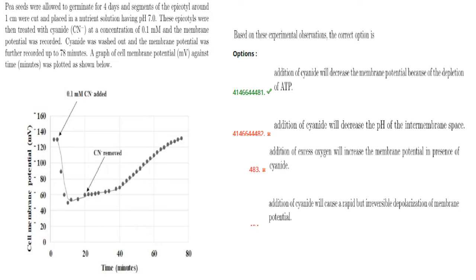Addition of cyanide will decrease the pH of the intermembrane space. It will not decrease, it will increase the pH of the intermembrane space. That also I told just now. Addition of excess oxygen will increase the membrane potential in the presence of cyanide. That is also not correct. Addition of cyanide will cause a rapid but irreversible depolarization of the membrane potential. That is also not correct. So the correct option is option 1 only.